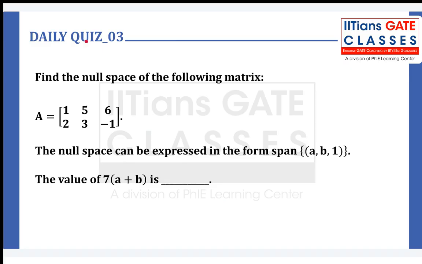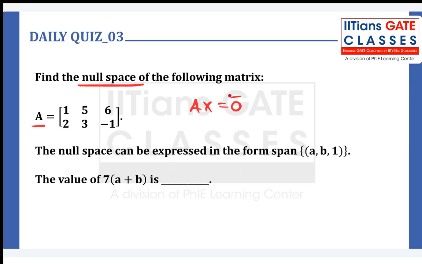So this is your third question. It's a linear algebra question. So what they are asking you to find is the null space of this matrix A. Null space is given by Ax equal to null matrix. So the values of x which satisfy Ax equal to null matrix, that is nothing but the null space for the given matrix A.